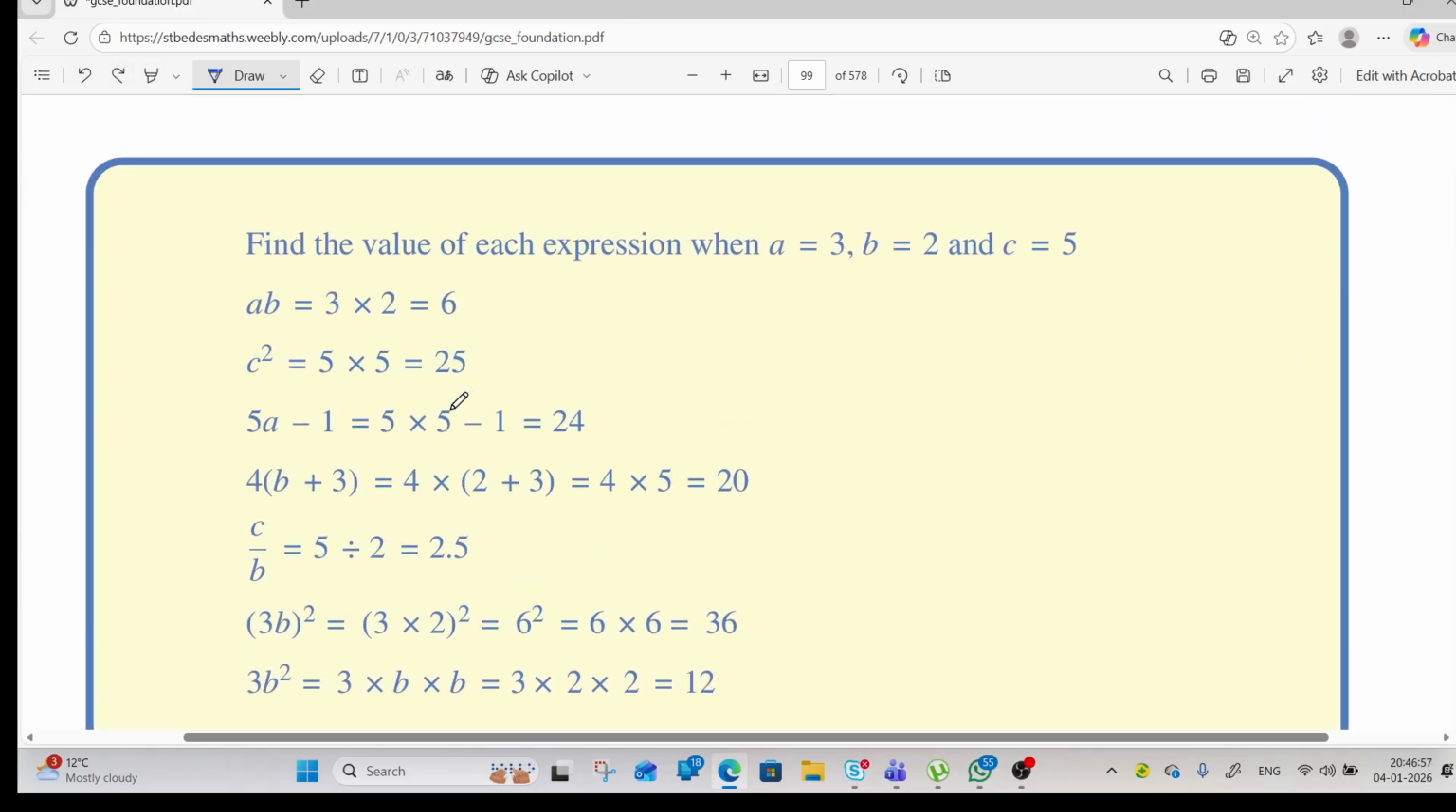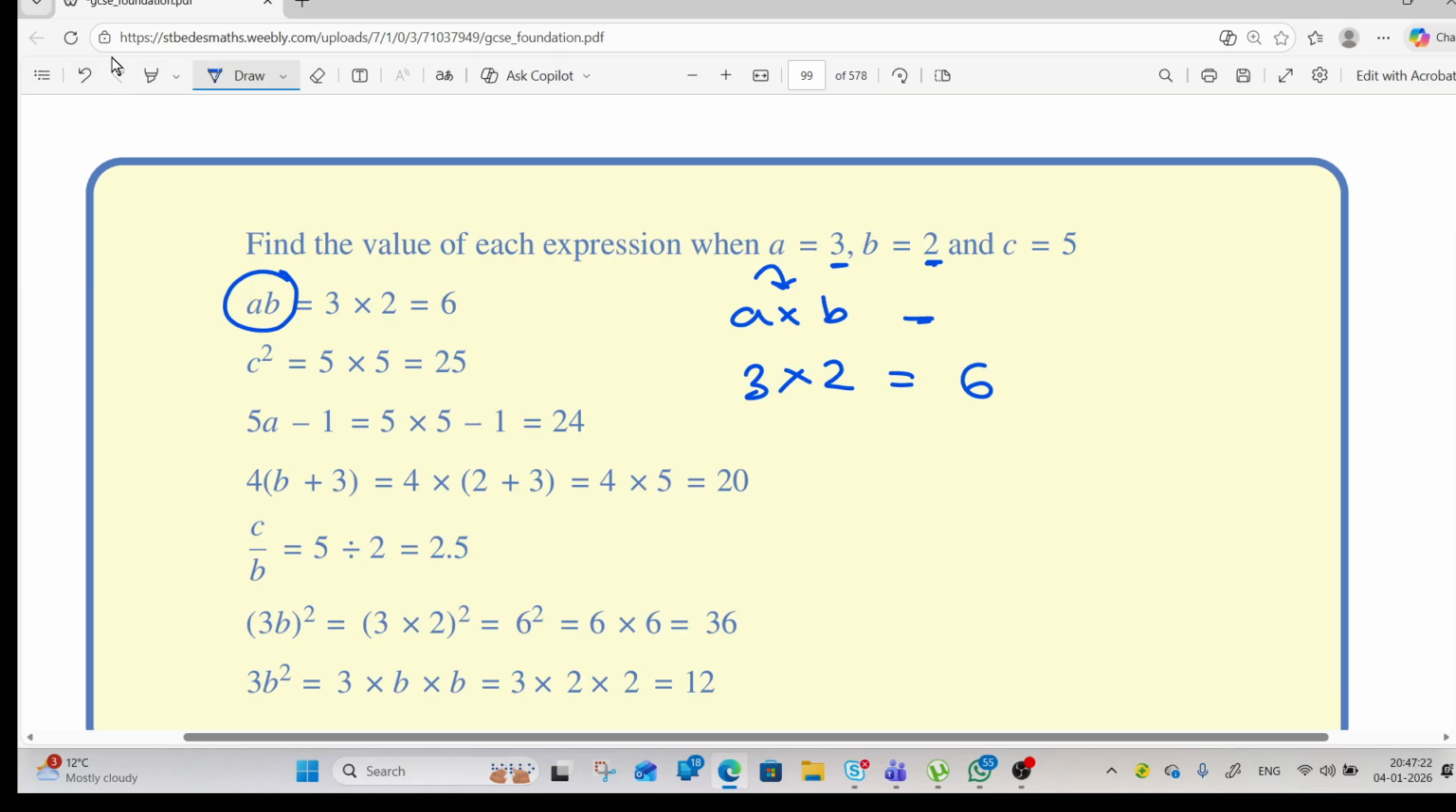Let's see. Suppose we have to find ab. ab means a times b, right? If there is no operation, then that means we need to do multiplication. So a is 3, right? So at the place of a I can put 3, and b is 2, so at the place of b I can put 2. 3 times 2 is 6. That means the value of ab is 6, right?